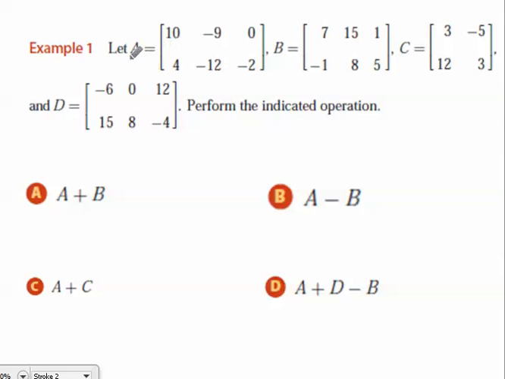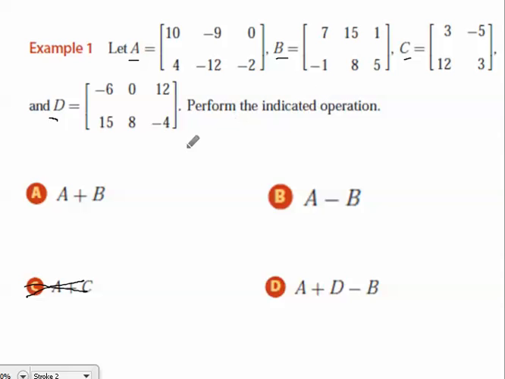So if A is this matrix right here, B is this one, C is this one, and D is this one, we're going to actually perform some operations here. And you notice they're all 2 by 3 matrices, right? C is not. Can we actually combine anything with C? No. So we can't even do this one down here. Mark that one out because it's not a 2 by 3 matrix. So sorry, C, not the right size. You'll have to go somewhere else.